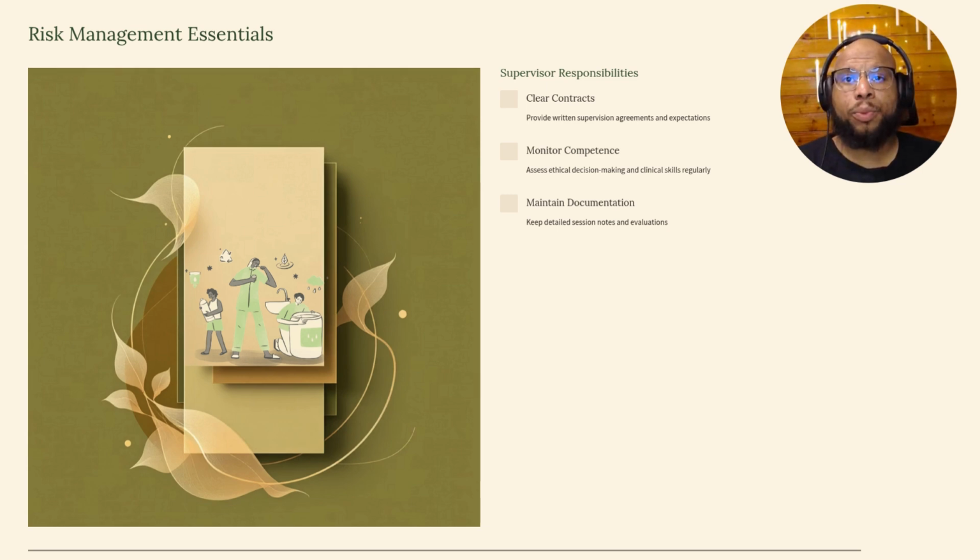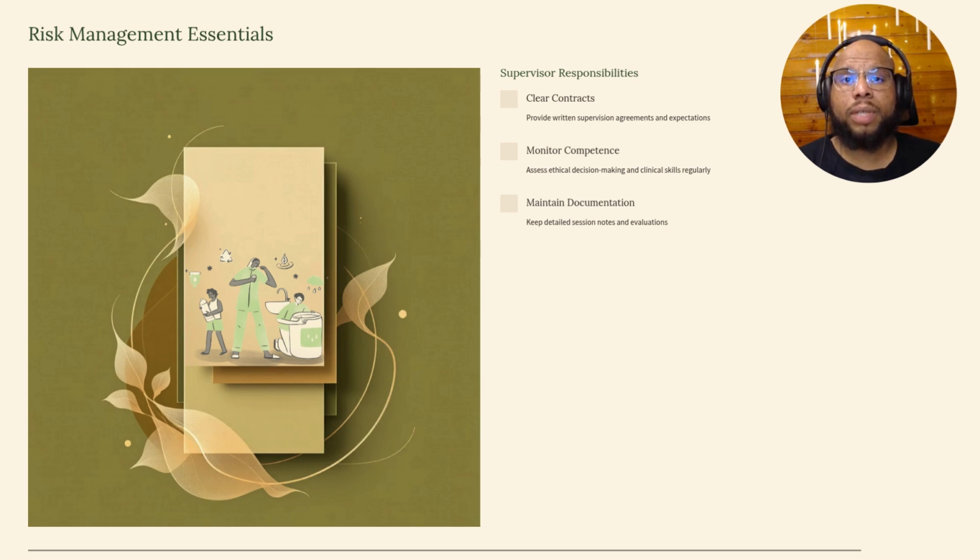Risk management in supervision is both a preventative and protective process. It safeguards the welfare of students, supports the supervisee's development, and protects the supervisor and school district from ethical or legal liabilities.